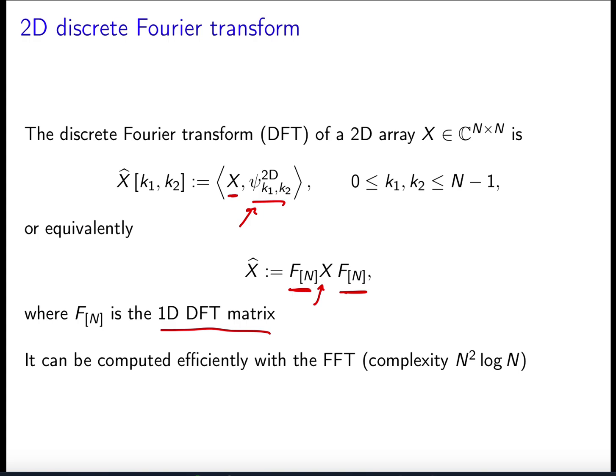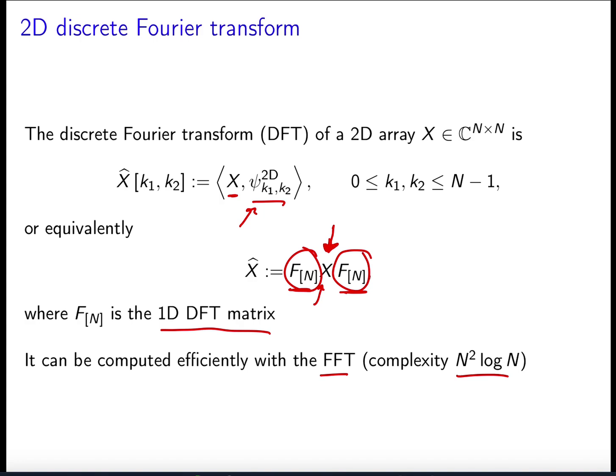discrete sinusoids. It can be computed very efficiently with the FFT, because realize that this is just taking FFTs of each column, and when you are done you take FFTs of each row. So the complexity is actually only n squared log n, and realize that X has n squared entries, so it doesn't really get much better than that.